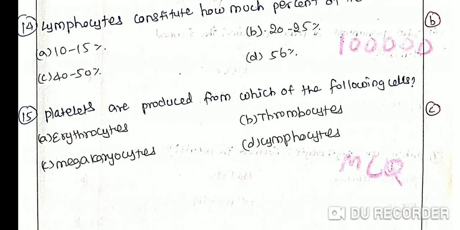Platelets are produced from which of the following cells? Option A erythrocytes, option B thrombocytes, option C megakaryocytes, option D lymphocytes. Platelets are also called thrombocytes, which are cell fragments produced from the megakaryocytes, which are special cells in the bone marrow.